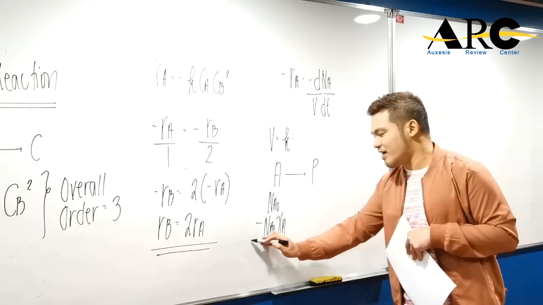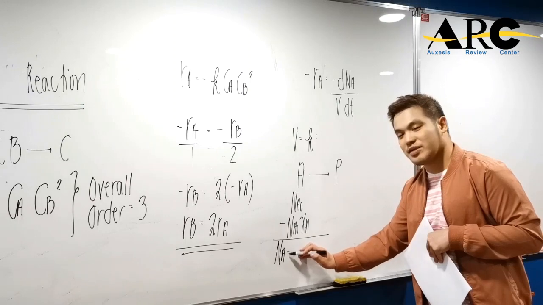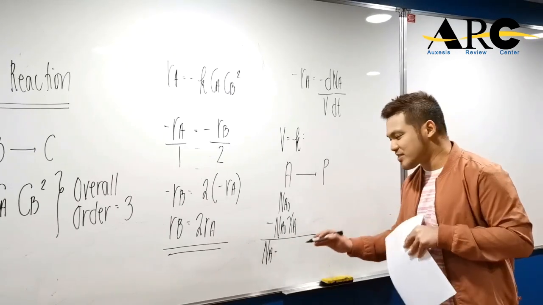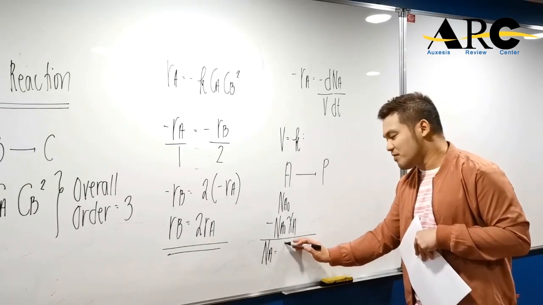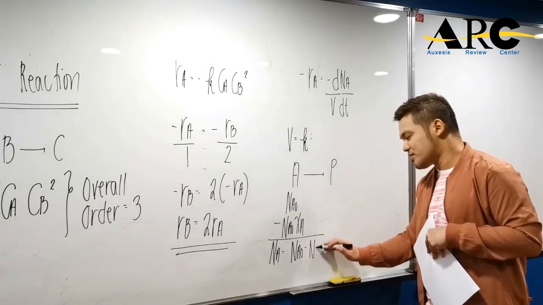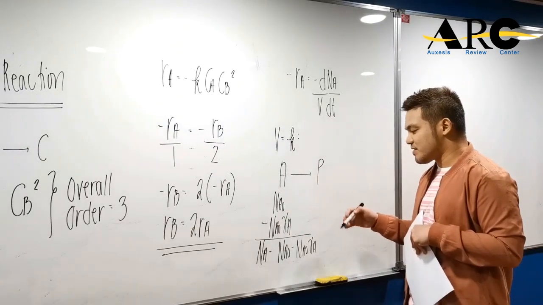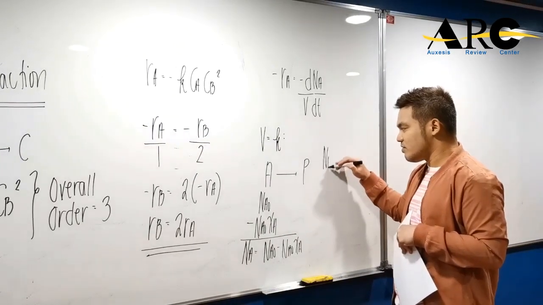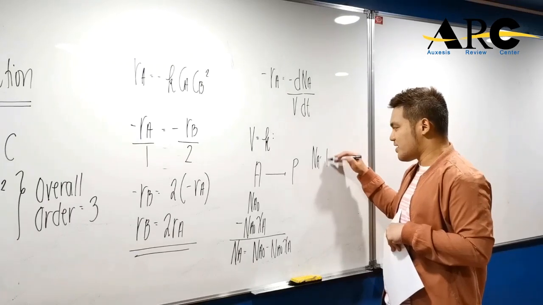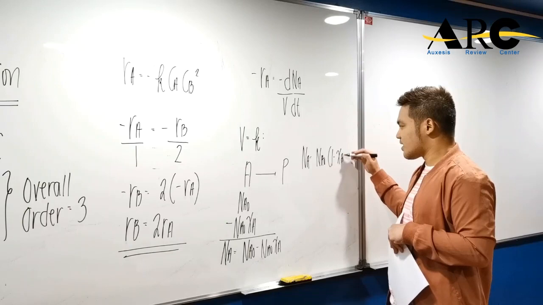So, ibig sabihin, after ng reaction, meron tayong final concentration NA. Mababawasan yung number of moles natin final. So, we have NA0 minus NA0 XA. Diba? So, ibig sabihin, NA is equal to NA0 multiplied by 1 minus XA.